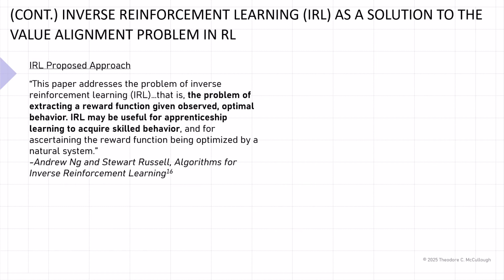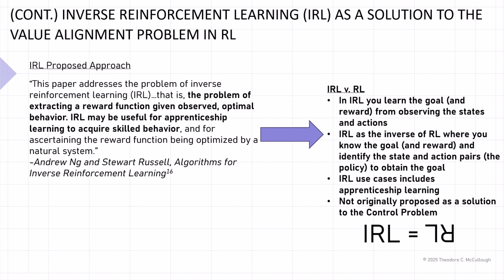According to Ng and Russell, their paper addresses the problem of inverse reinforcement learning. That is, the problem of extracting a reward function given observed optimal behavior. Inverse reinforcement learning may be useful for apprenticeship learning to acquire skilled behavior and for ascertaining the reward function being optimized by a natural system. That is, in inverse reinforcement learning, you learn the goal and reward from observing states and actions of an agent, such as a bee. And inverse reinforcement learning is really the inverse of reinforcement learning, where you know the goal and reward, and you identify state-action pairs, that is the policy, to obtain the goal.